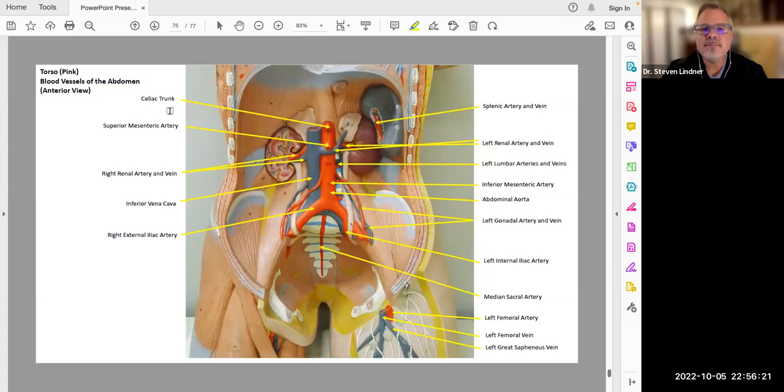Here's the diaphragm. Here's the abdominal aorta. So we can see the celiac trunk. We could see the superior mesenteric and the inferior mesenteric. And then we can see the gonadal arteries. Okay. We could see the left renal artery and left renal vein. And then going to the lumbar vertebrae, we have the lumbar arteries and veins. Okay. Here's the right renal artery and right renal vein. Here's the inferior vena cava. Here's the right external iliac. Here's the left internal iliac.